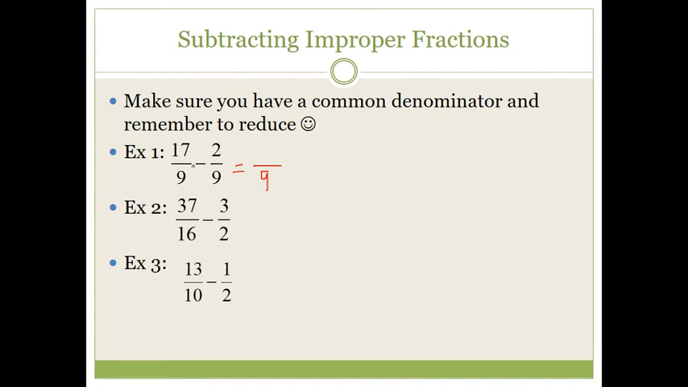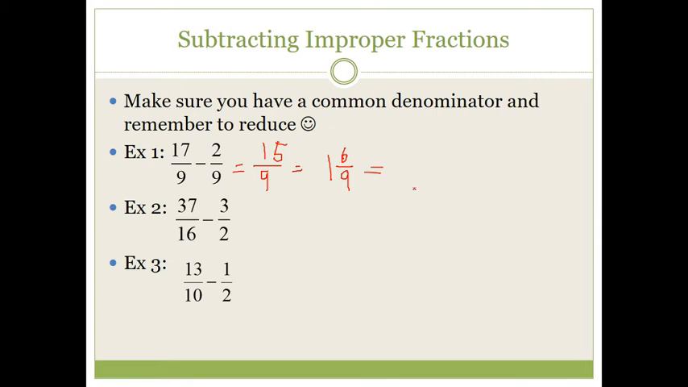So I subtract the numerators, and 17 minus 2 is 15. I leave the denominator the same. But now we got another improper fraction, which I'm going to convert into a mixed number. And 9 will go into 15 one whole time. It leaves a remainder of 6. Then I carry over the denominator of 9. But now I notice that 6 over 9 is a fraction that can be reduced further, right?